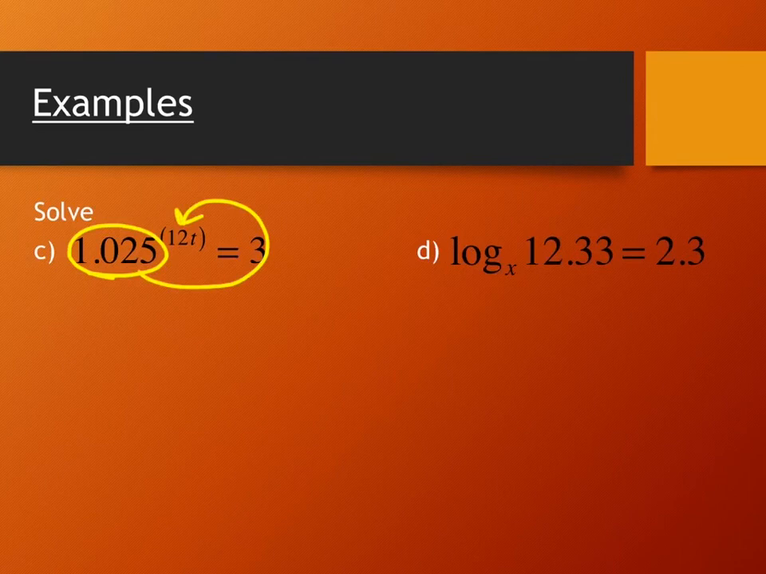That's what my arrow looks like. I have log base 1.025 of 3 equals 12t. Okay, you got a couple options here. We can either divide by the 12, which is fine, or we could rewrite the left-hand side with the change of base formula next. So which one would you like to do? Let's rewrite it. Rewrite it? Okay, let's rewrite it.